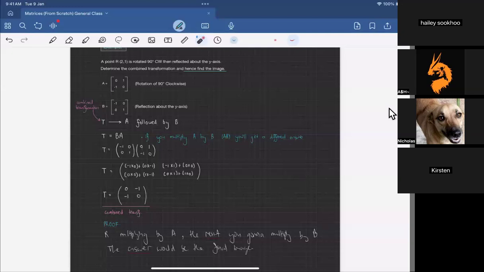So what I want you to do now is multiply 2, 1 by the combined transformation and see if it gets you minus 1, minus 2, because the combined transformation does both transformations in one step.